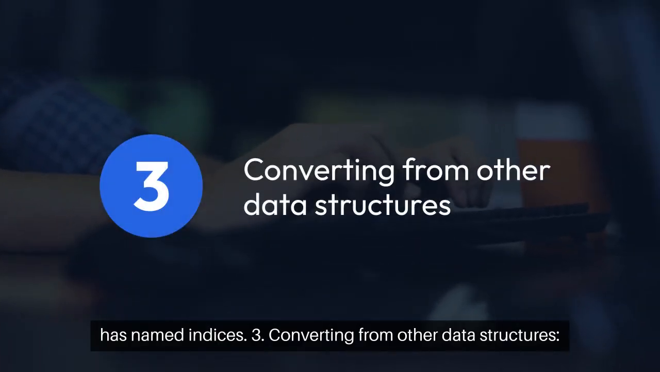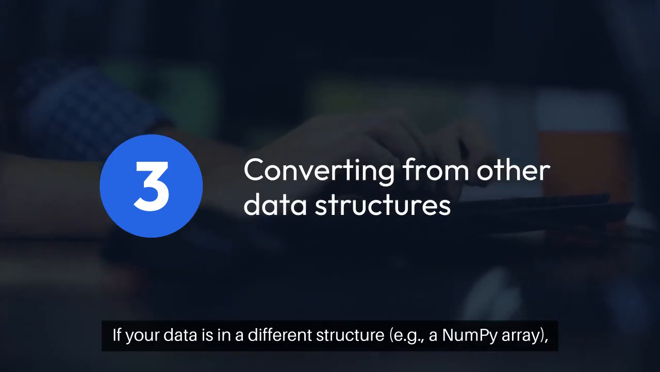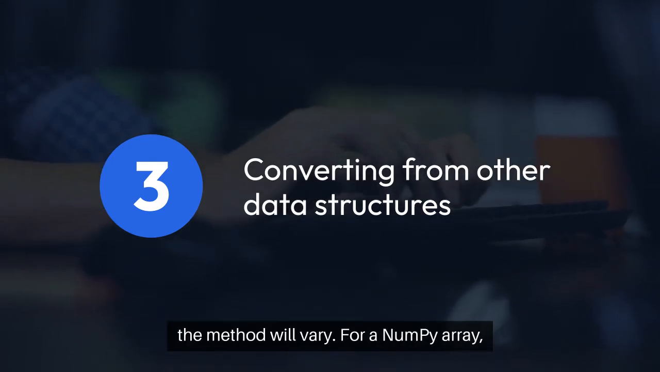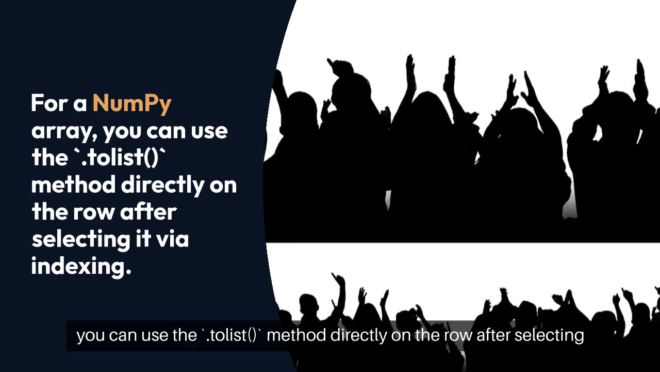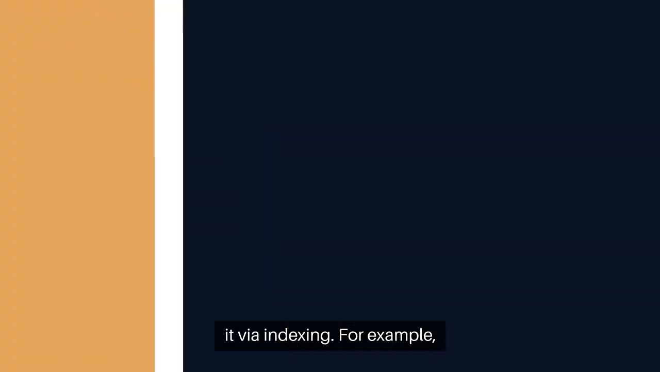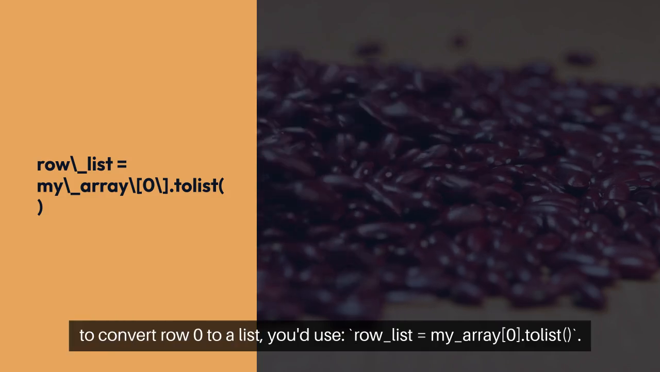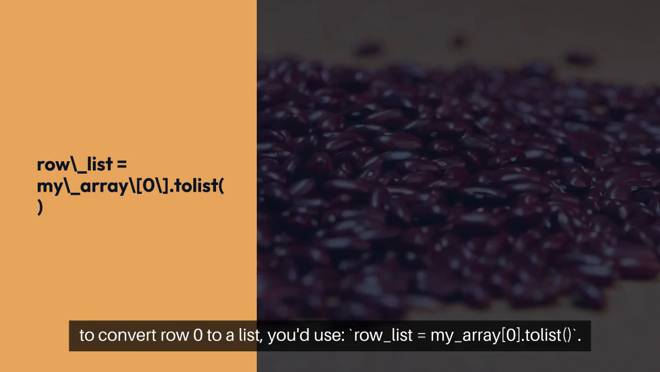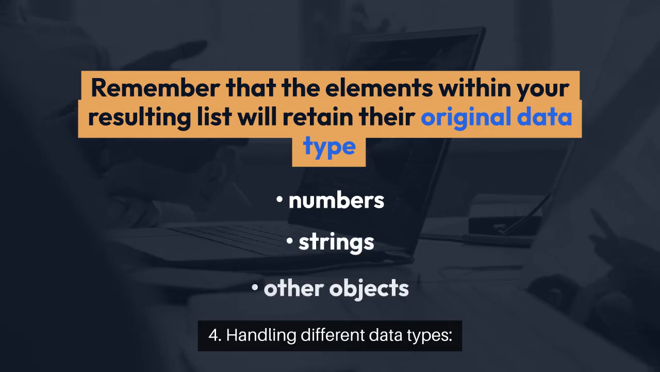3. Converting from other data structures. If your data is in a different structure, e.g. a NumPy array, the method will vary. For a NumPy array, you can use the tolist method directly on the row after selecting it via indexing. For example, if you have a NumPy array called myArray, to convert row 0 to a list, you'd use rowList = myArray[0].tolist().